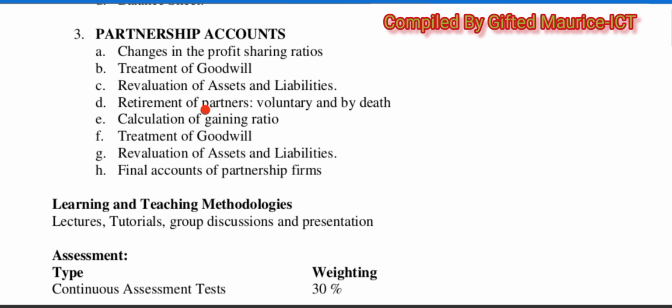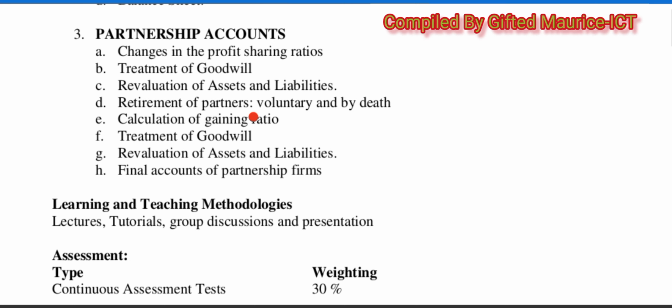And what is more important is how you treat any gain or loss in the revaluation of assets and liabilities, especially to the incoming or outgoing partners. So there will be either a gain or a loss in the revaluation of assets and liabilities, and that means you should be able to know how to treat the gain or loss in the revaluation of assets and liabilities.